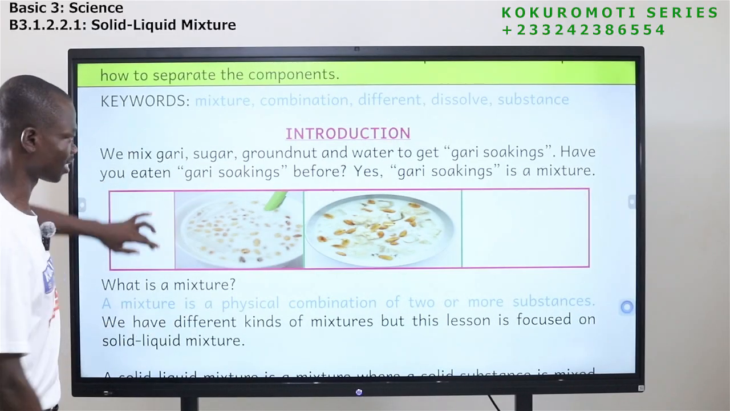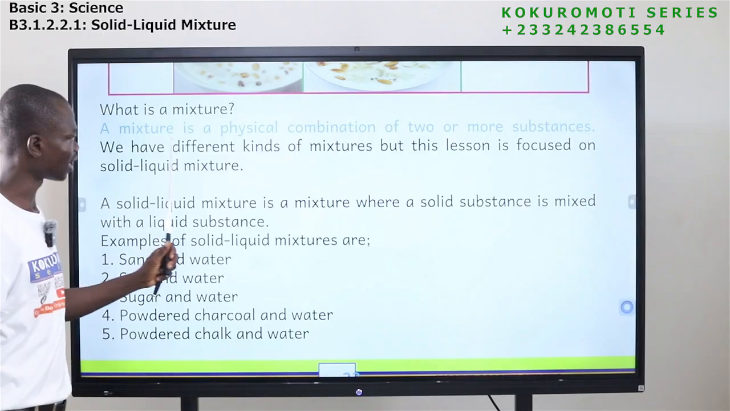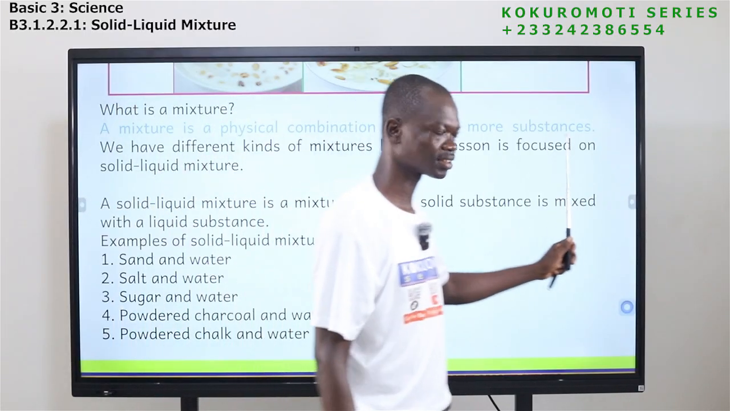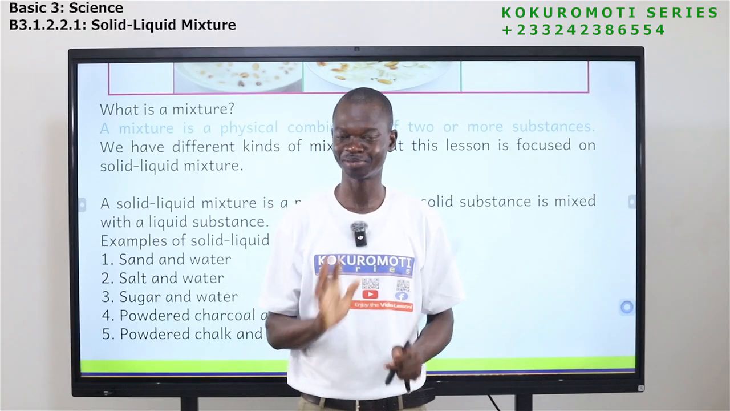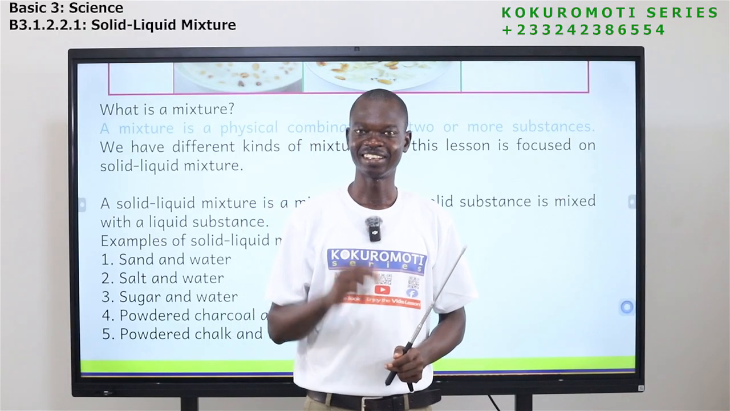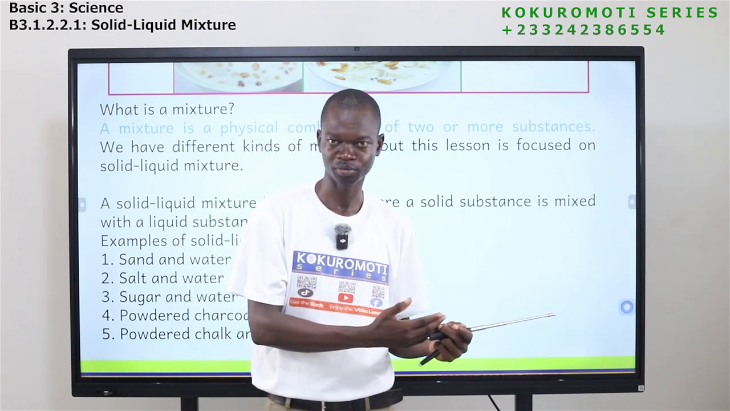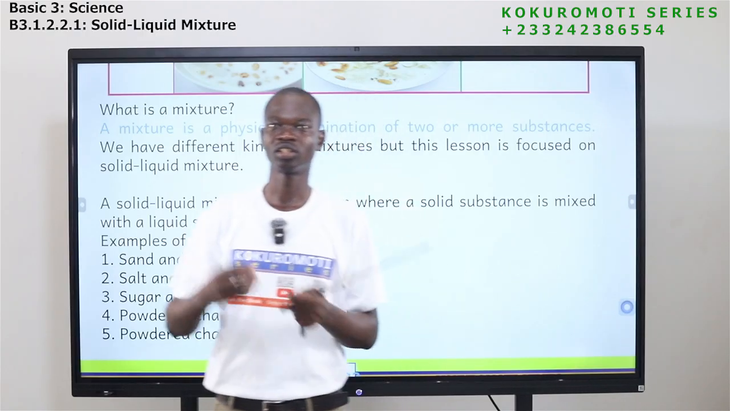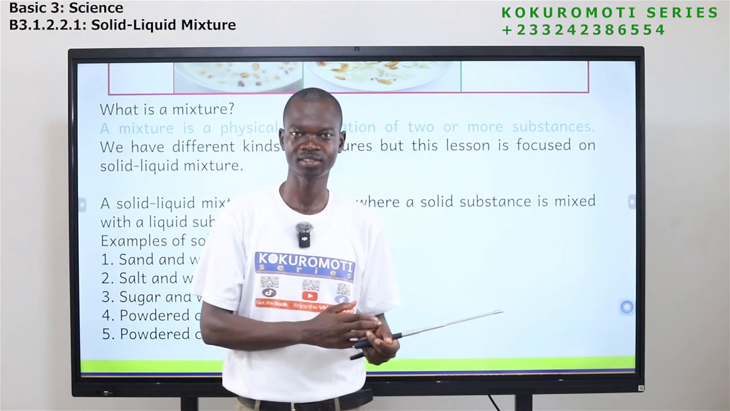So what is mixture? A mixture is a physical combination of two or more substances. How many substances? Is it only one? No. It should consist of two or more. A mixture should be made of two or more substances.